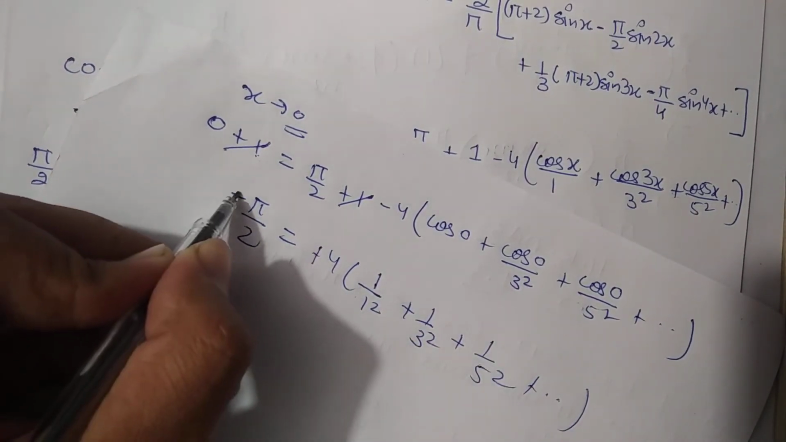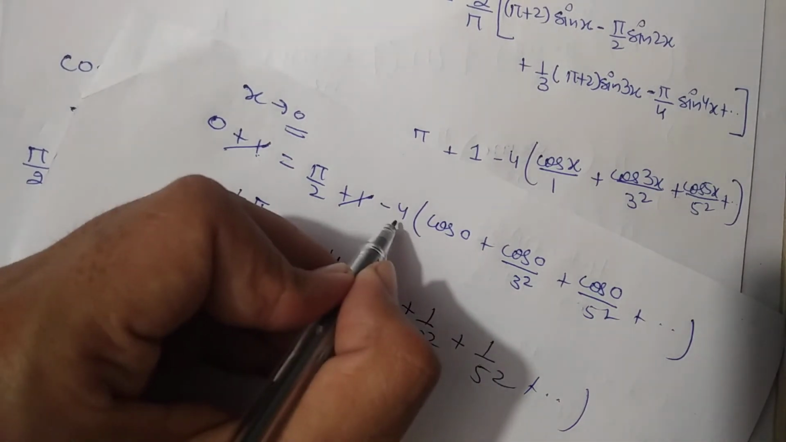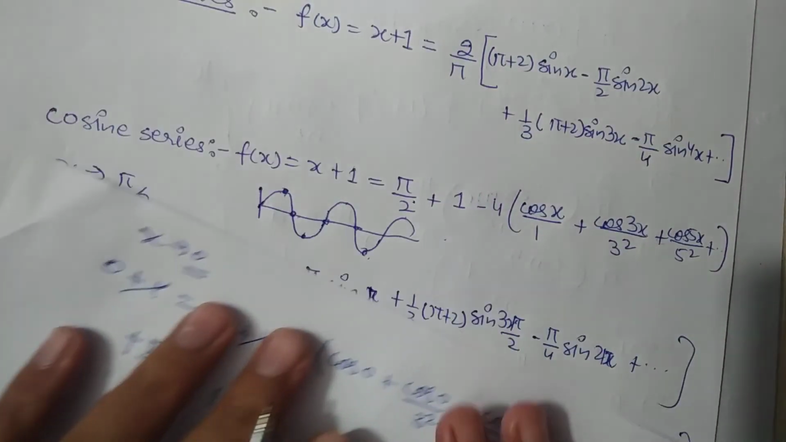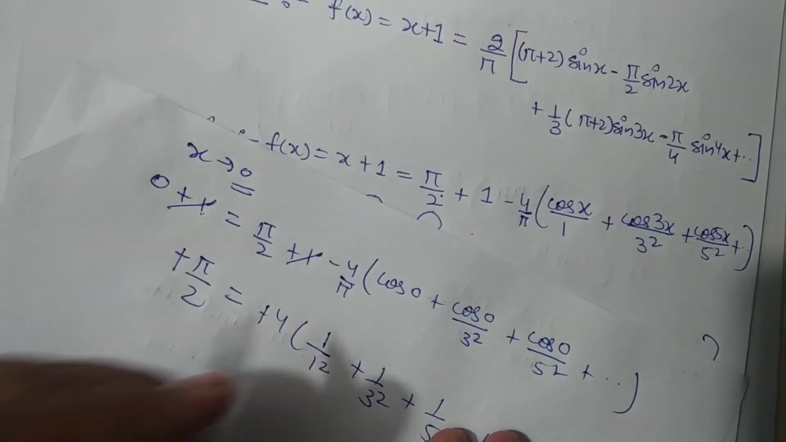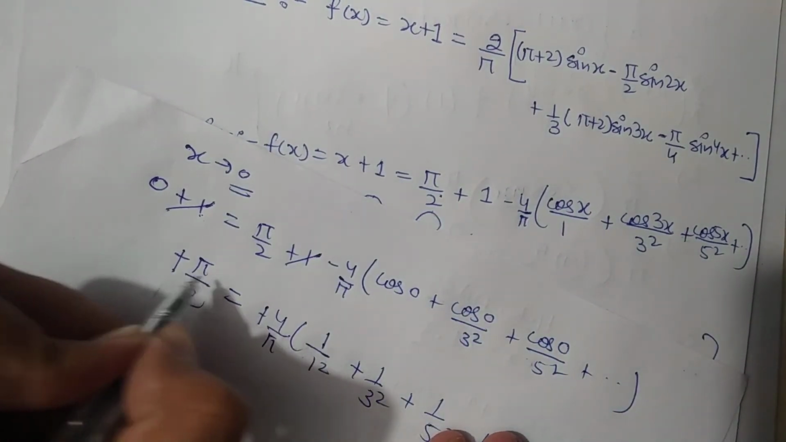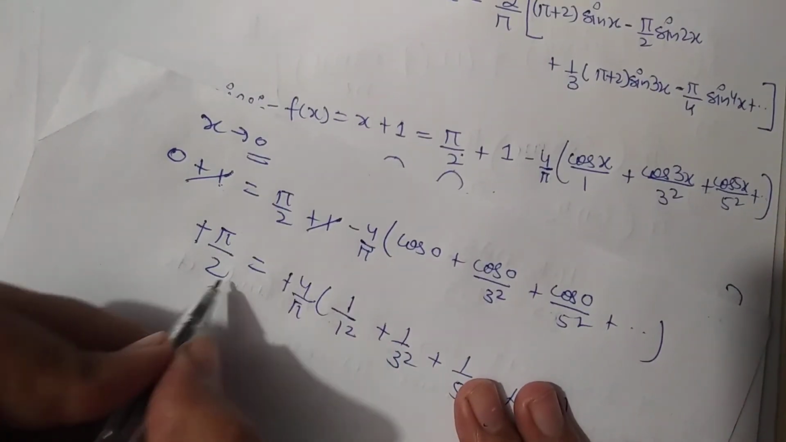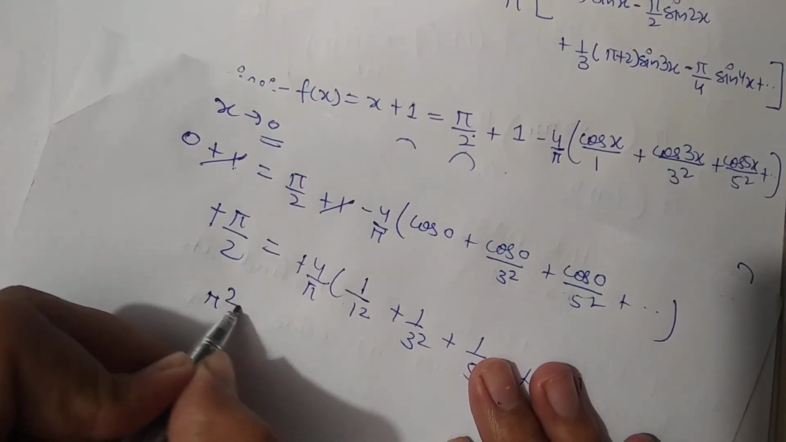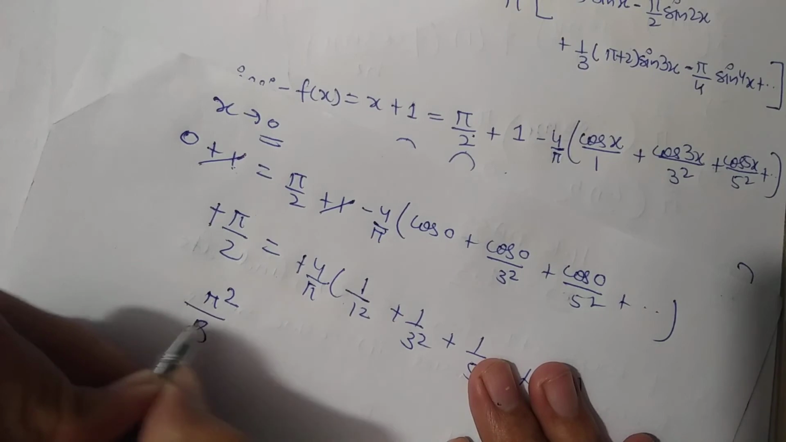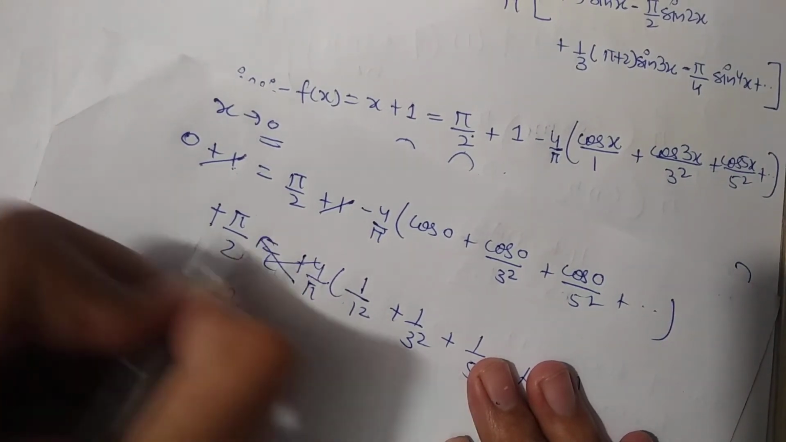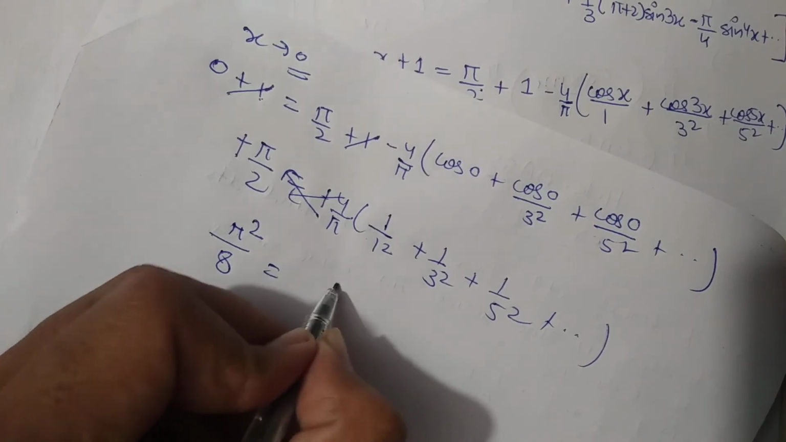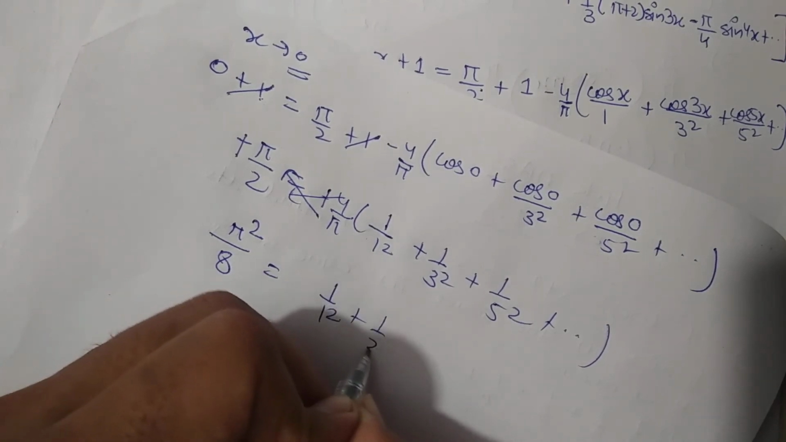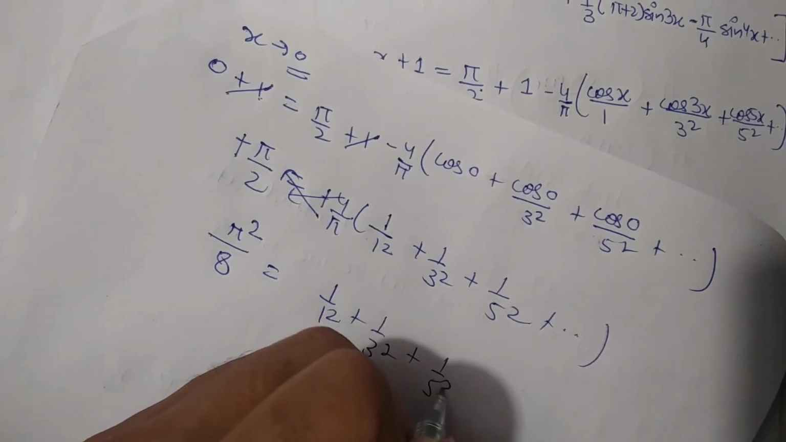This minus will cancel out this minus. Sorry students, that relation was 4 by pi. So 4 by pi, and this pi will move to that side, and 4 will move to that side also, so this value will become pi square by 8. So pi square by 8 equals 1 by 1 square plus 1 by 3 square plus 1 by 5 square, up to infinity.